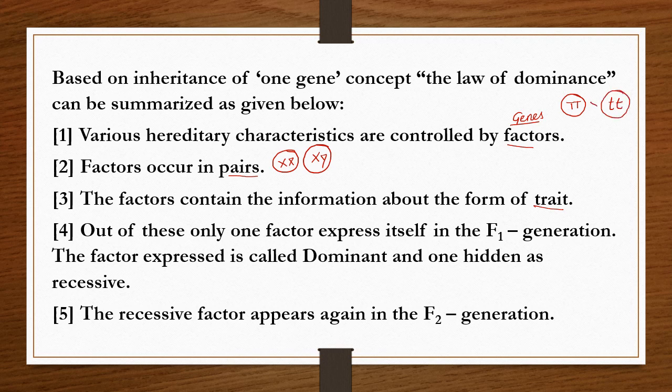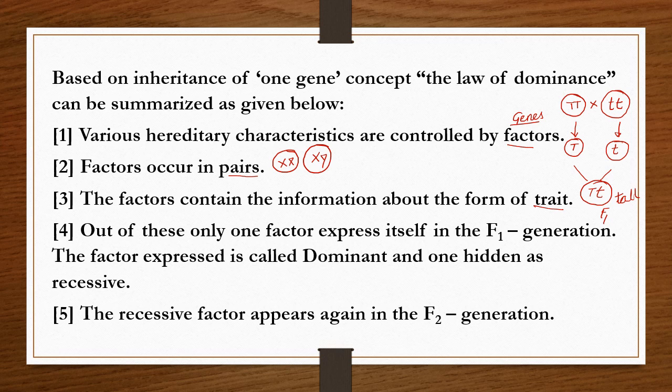When these two are cross pollinated, the gametes of these parents are one with capital T and another with small t. When these are fused together, the resultant consists of capital T and small t, and this is the F1 generation. So what we said: all F1 individuals are tall.